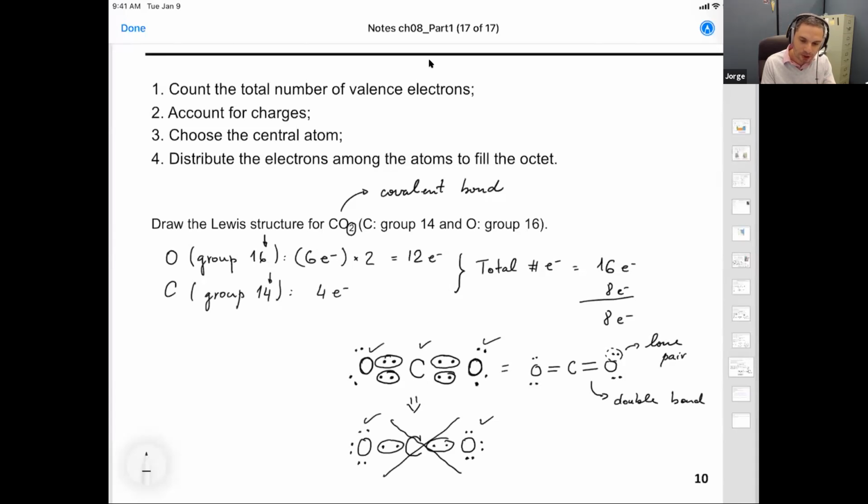So always pay attention when you have single bonds and when you have double bonds. You will always start making single bonds and see what happens, and then you go from there. If a double bond is needed, then just add a double bond. The tricks here: hydrogen always makes single bonds. Fluorine, chlorine, bromine, and iodine always make single bonds as well.